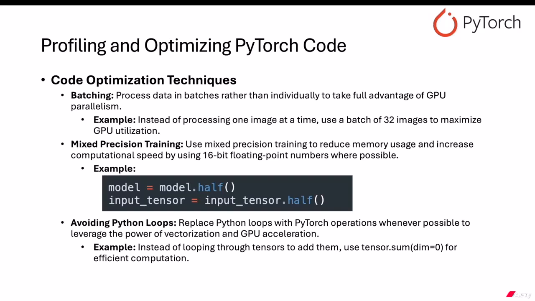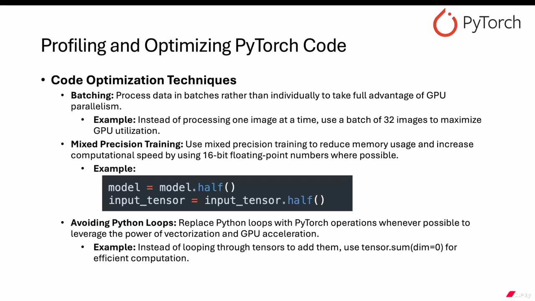Example is, instead of processing one image at a time, use a batch of 32 images to maximize GPU utilization. Mixed precision training: use mixed precision training to reduce memory usage and increase computational speed by using 16-bit floating point numbers where possible. Example here is model = model.half(), input_tensor = input_tensor.half().